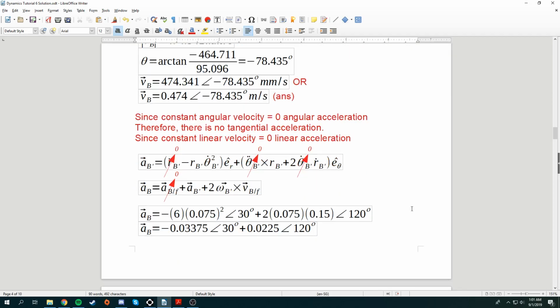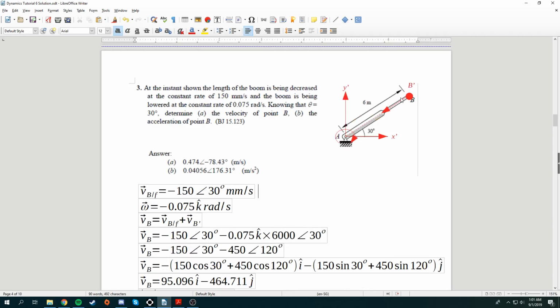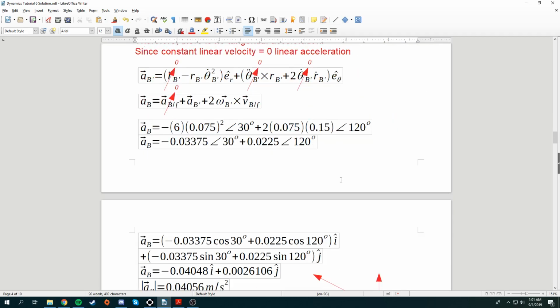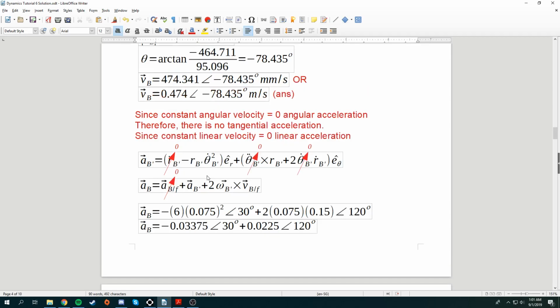Okay. So acceleration of B can be broken down into acceleration of B with respect to the frame, acceleration of B prime, plus the Coriolis acceleration. So let me separate out all of this. I know that linear acceleration is 0 because it's decreasing at a constant rate. So the acceleration of B with respect to the frame will be equal to 0, so we don't need to care about this. We need to care about the acceleration of B prime. Okay. So the acceleration of B prime, what is it?